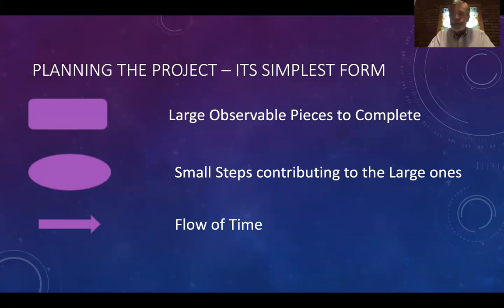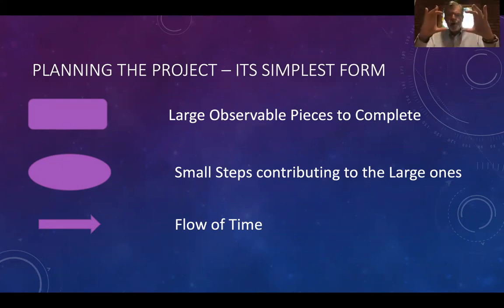It's just a big piece of something that has to be done in order to work on the project. Then I've got ovals. The oval denotes a small step contributing to one of the larger rectangular steps above it. And that's where you actually start thinking about it.